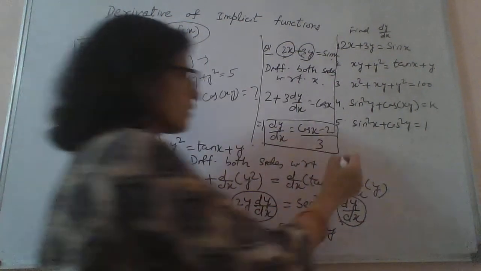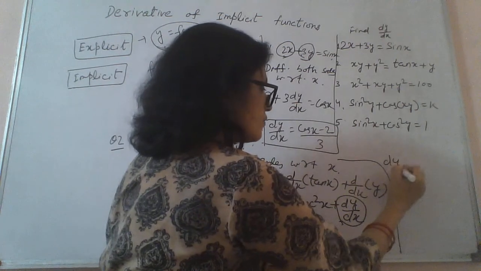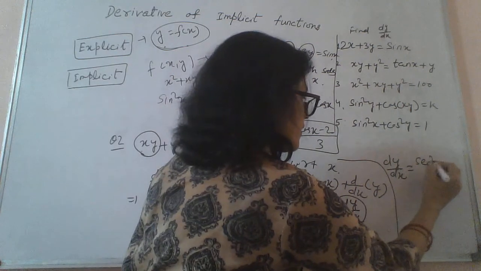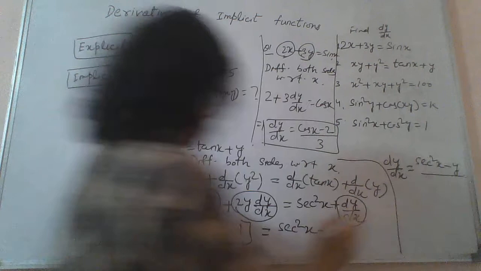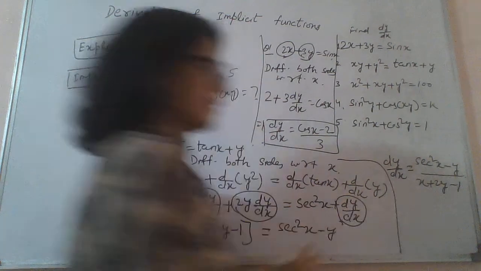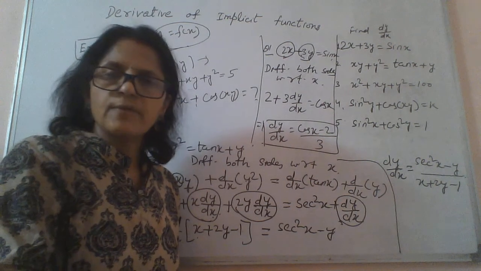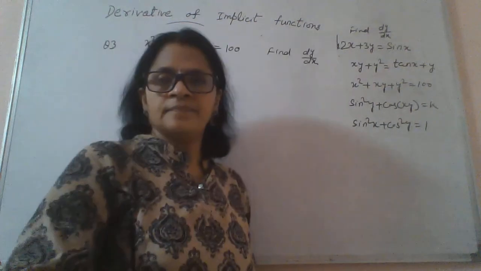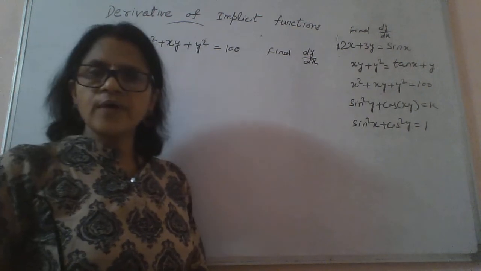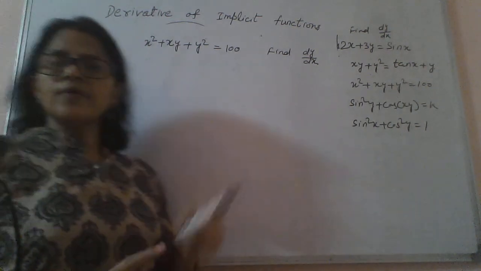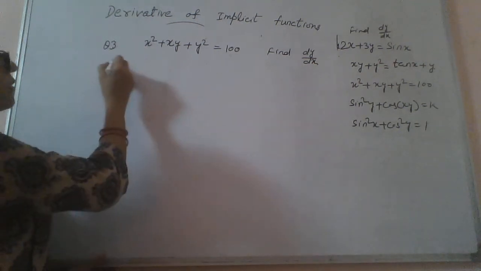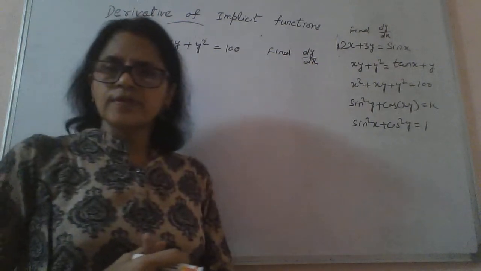Okay, so dy by dx we can get: dy by dx equal to secant square x minus y divided by x plus 2y minus 1. Okay, so this is our dy by dx. So our next question is x square plus xy plus y square equal to 100. Find dy by dx. Okay, in a similar way, differentiating both sides with respect to x.